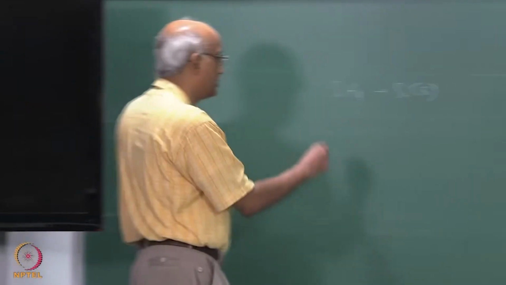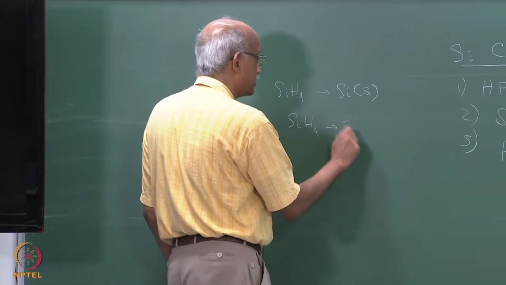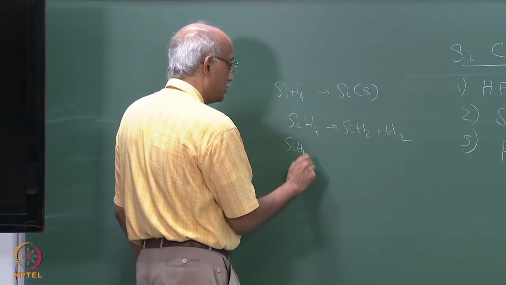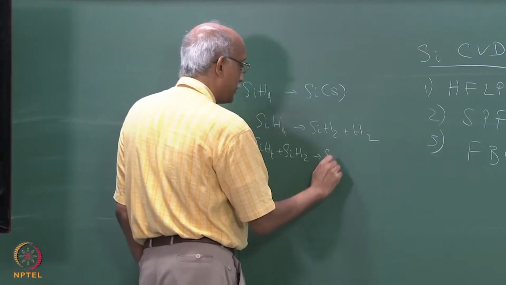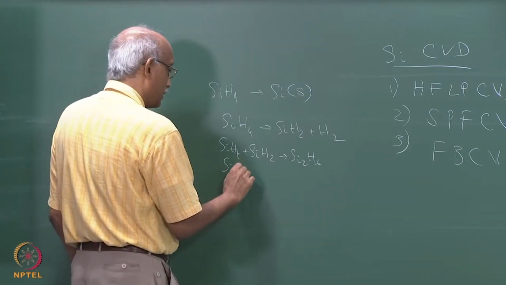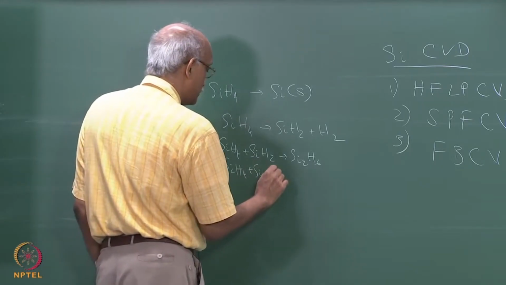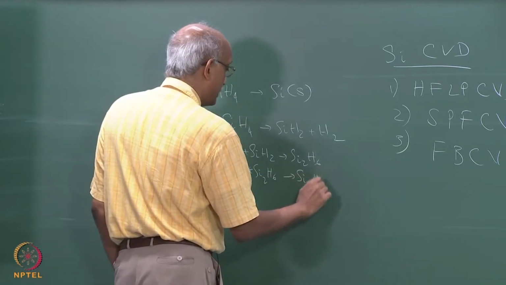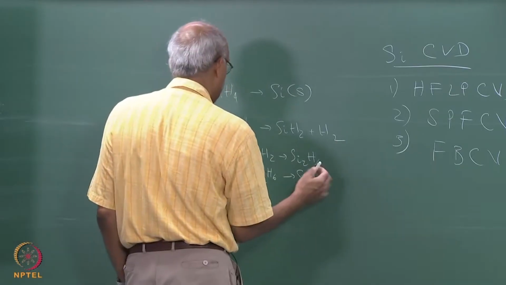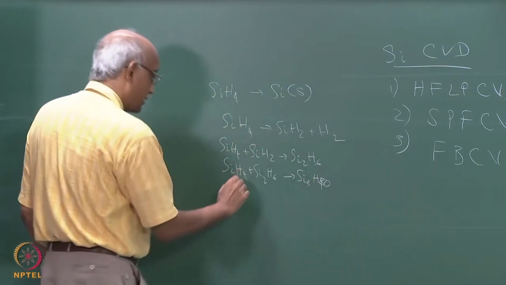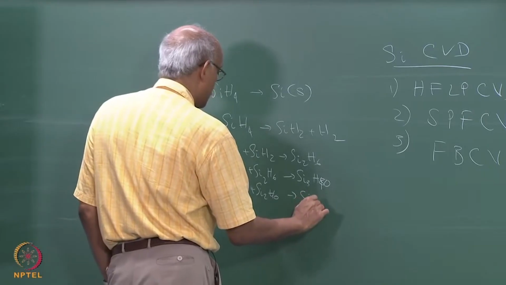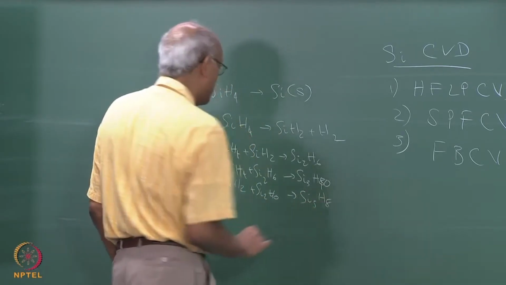For example, people would agree that the first step is that it decomposes into SiH2 plus H2, and then SiH4 combines with SiH2 to make Si2H6, and then SiH4 plus Si2H6 goes to make Si3H10, and SiH2 plus Si2H6 goes to make Si3H8 and so on.